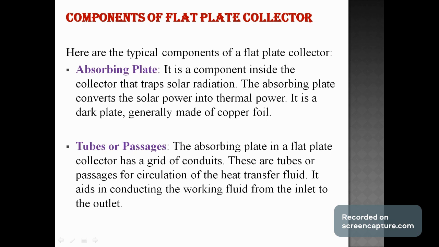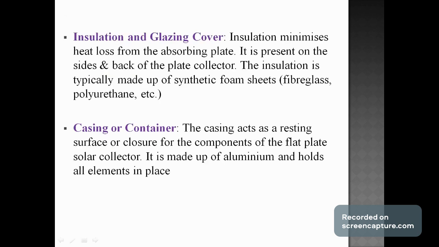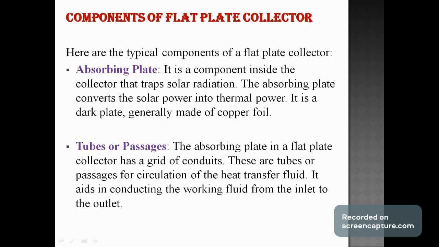And we'll see what components are required to design a flat plate collector. Here are the typical components of a flat plate collector. They include the absorbing plate, tubes or passages, insulation and glazing cover, and casing or container. We'll see a brief about these components. The first one is the absorbing plate. It is a component inside the collector that traps solar radiation. The absorbing plate converts the solar power into thermal power. It is a dark plate generally made of copper foil.